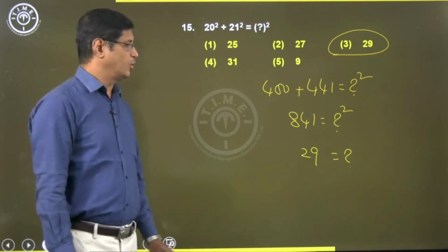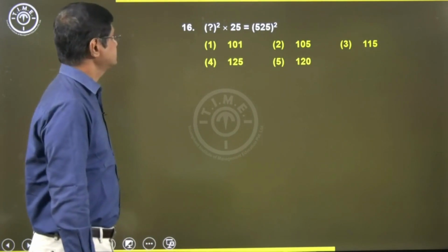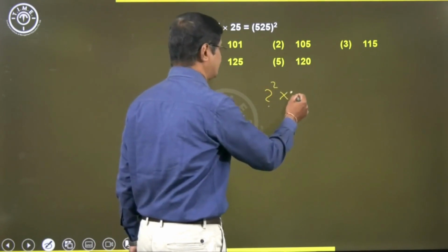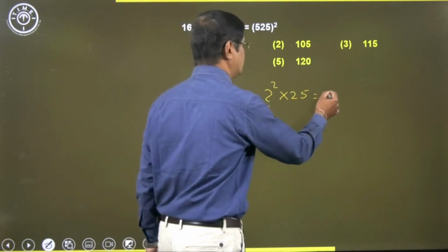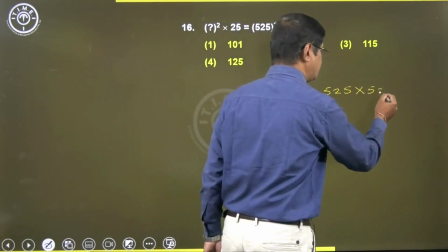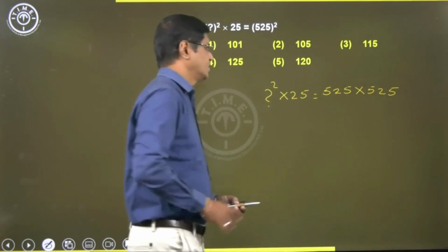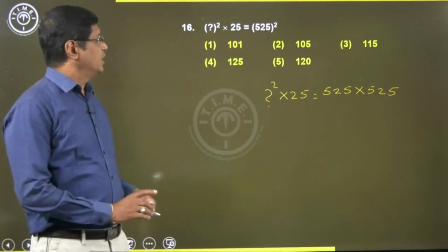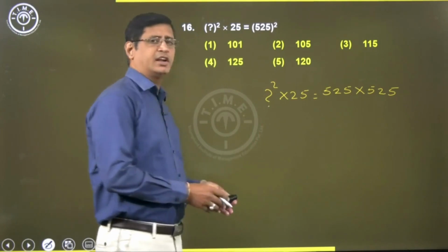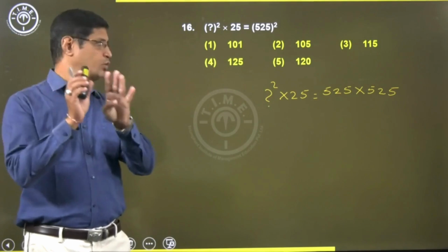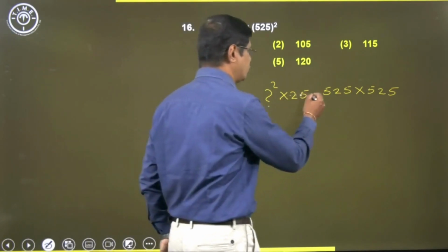Okay. Now look at the next example. Question mark square into 25 equals 525 into 525. Yes, my dear students, 25 in 100 goes 4 times. 500 into 4, 20. 20 plus 1, 21.